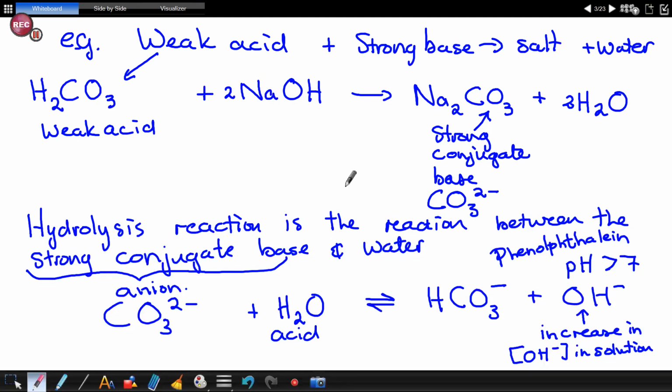And then universal indicator, you need to know all those.